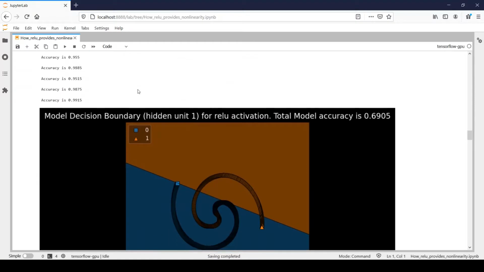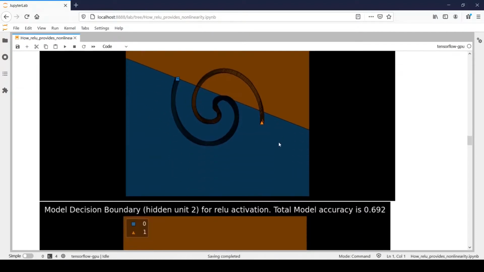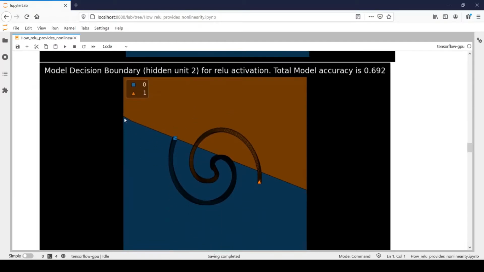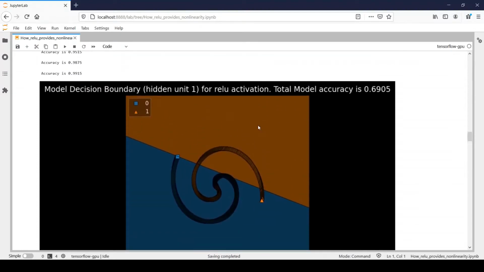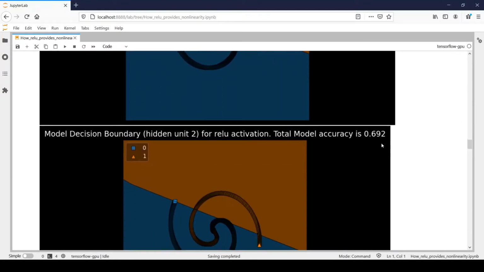From the output we can clearly see how my model decision boundary changes with the change in the number of hidden units. In the first plot, where we have used a single hidden unit, my model has picked up only a single straight line, right? But once we increase the number of hidden units from 1 to 2, you can see that it has picked up two small straight lines for separating my data classes. And if you compare the accuracy of my model, it has gone up from 69.05 to 69.2.